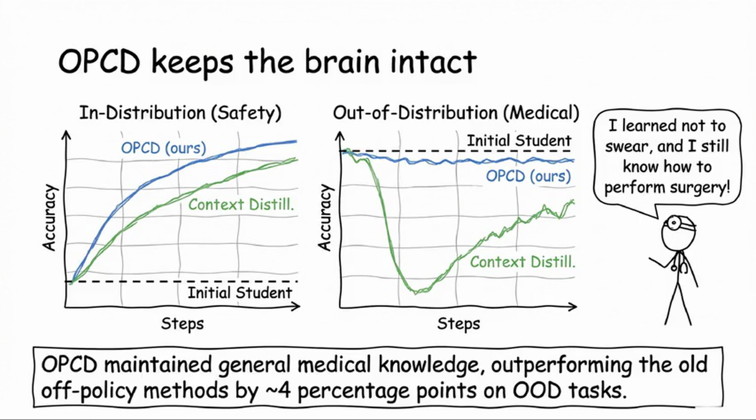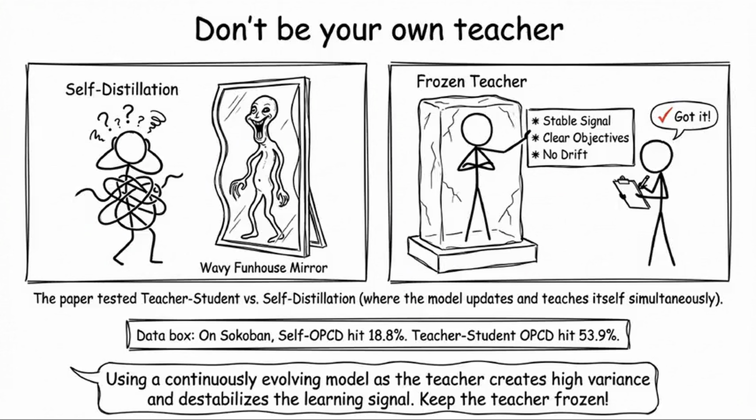Next, we will see why a frozen teacher matters for stability. Now look at this comparison. Teacher-student OPCD versus self-distillation, where the model is trying to learn and teach at the same time. That sounds efficient, but it is a trap. If the teacher is continuously changing, the target keeps moving, and you get a noisy, high-variance learning signal. What makes the frozen teacher setup work is right on the slide. Stable signal, clear objectives, and no drift. The student always knows what it is chasing, and the feedback stays consistent across updates.